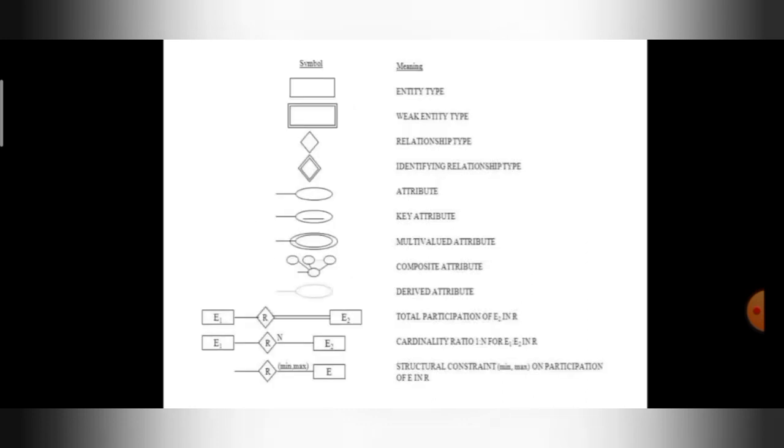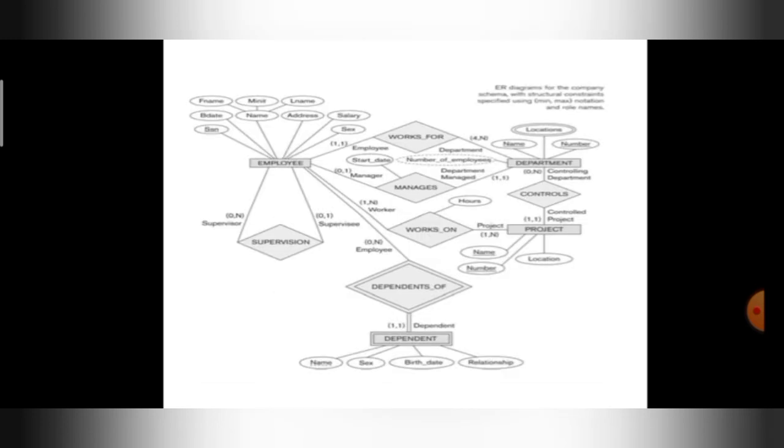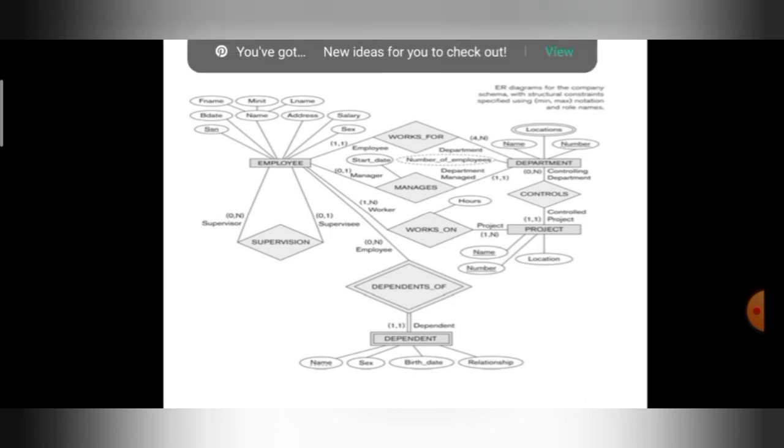So weak entity type: to represent the weak entity type, you have to use a double rectangle, two rectangles. See, in this diagram, dependent is the weak entity type. Dependents are nothing but relatives of the employee. Companies collect the relative information about the employees. For example, if anything happens to the employee, they have to inform their relatives. That's why they collect that relative information. This relatives information is a weak entity.